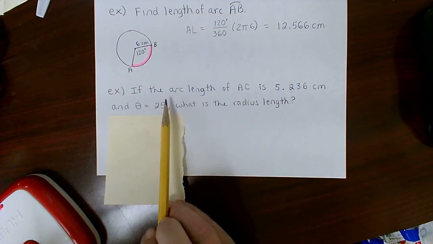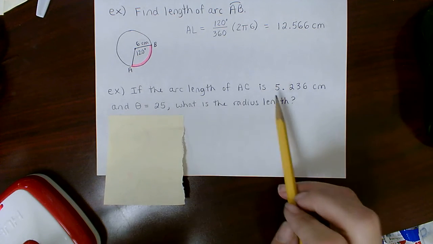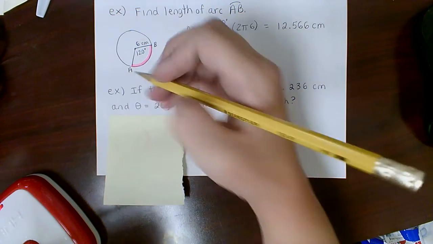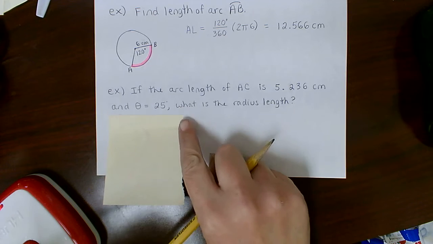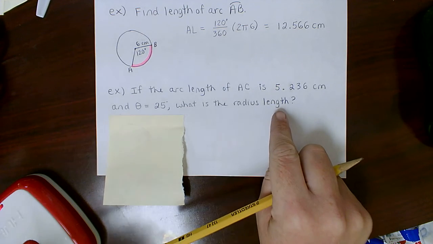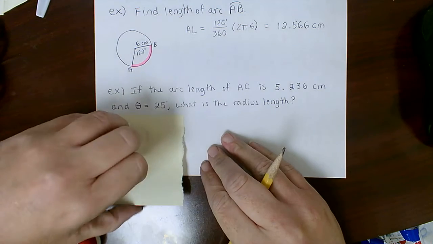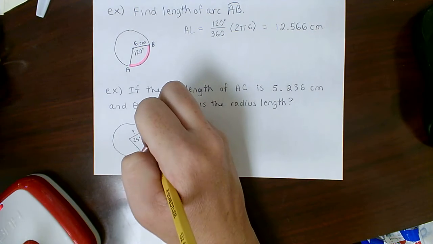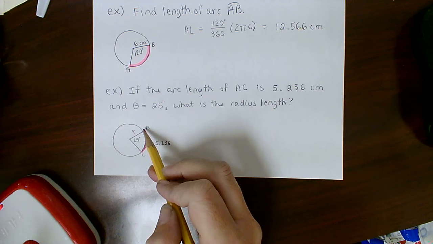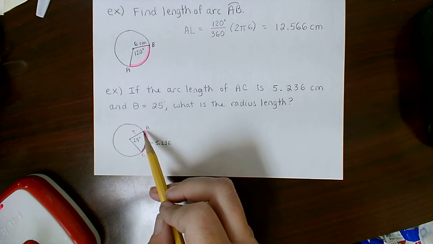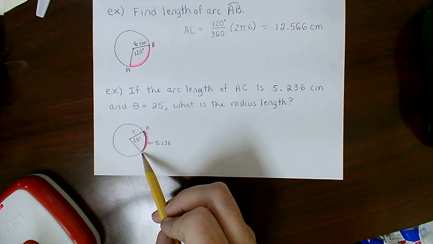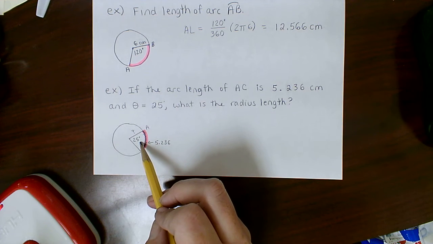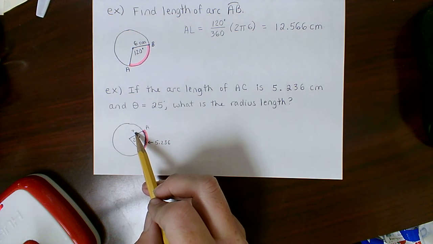For a more complicated question, if the arc length of AC is 5.236 centimeters, and the angle measure is 25 degrees, what is the radius length? So this one's asking you to solve backwards. I've drawn a quick picture of what that looks like. So we have a circle with an arc length AC. The distance from A to C is 5.236. The angle measure is 25. I do not know what the radius is.